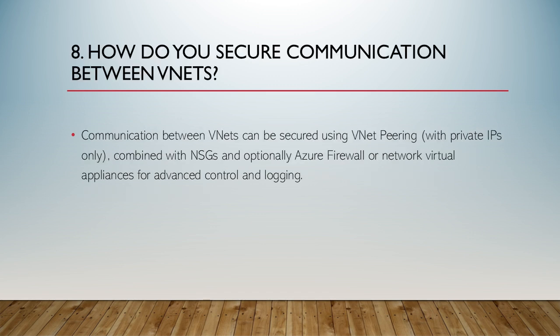8. How do you secure communication between VNets? Communication between VNets can be secured using VNet peering, with private IPs only, combined with NSGs and optionally Azure Firewall or network virtual appliances for advanced control and logging.